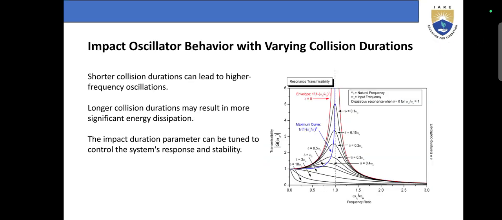Next, impact oscillator behavior with varying collision durations. Shorter collision durations can lead to higher frequency oscillations, while longer collision durations may result in more significant energy dissipation. Here we see resonance and transmissibility: natural frequency over input frequency, and distorted resonance when gamma equals the damping coefficient, against transmissibility and frequency ratio. Longer collision durations may result in more significant energy dissipation. The impact duration parameter can be tuned to control the system response and stability.